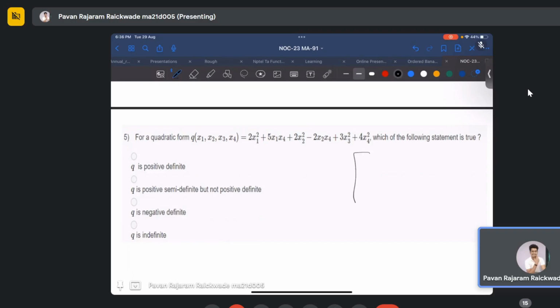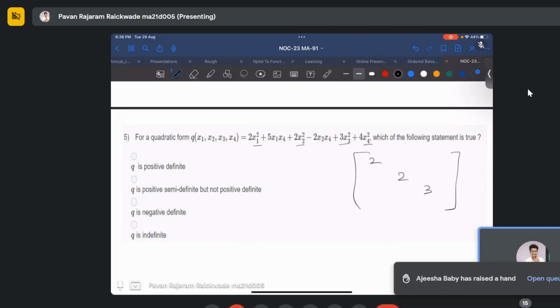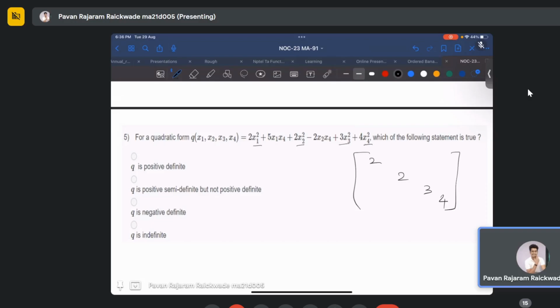What will be the matrix? It will be a 4 cross 4 matrix. x1 squared, x2 squared, x3 squared, x4 squared, so like 2, 2, 3, 4. Then you have the x1 x4 term directly. There is no x1 x2, there is no x1 x3. x1 x4 is 5, so there is 5 by 2 here, 5 by 2 here. This is 0, this is 0. Do you have x2 x3? No. x2 x4? Yes, which is minus 2, so there is minus 1 here. So this is the matrix.